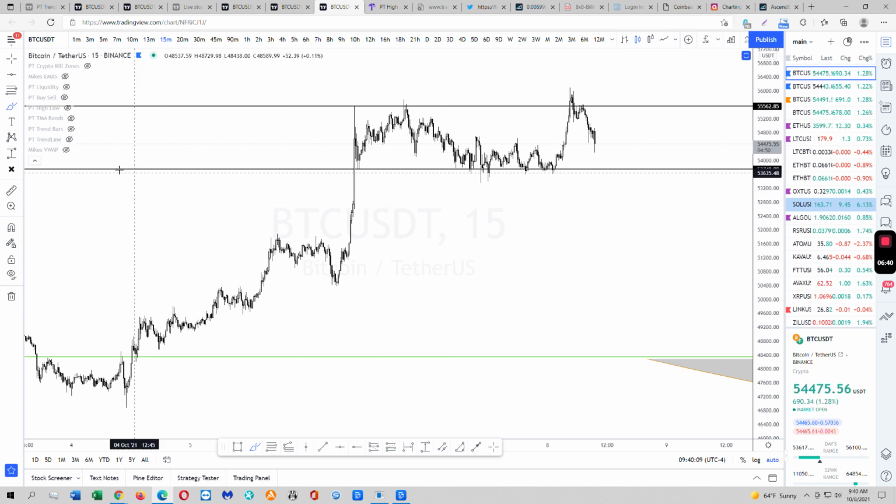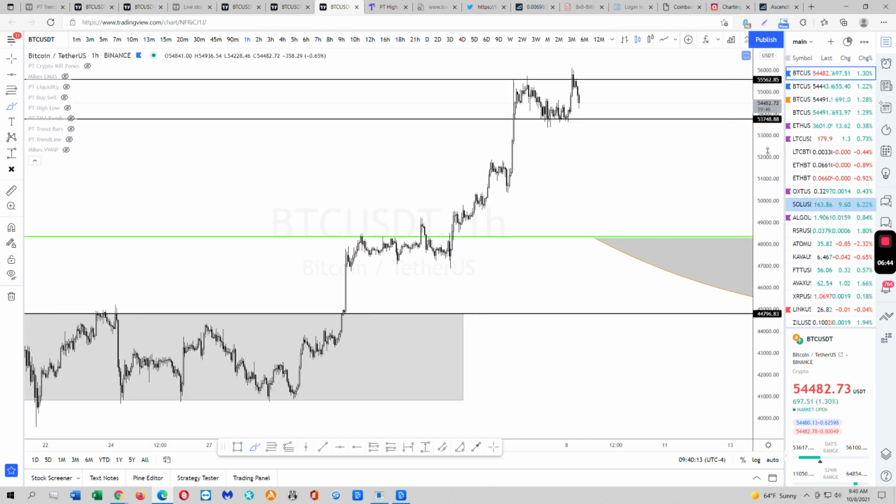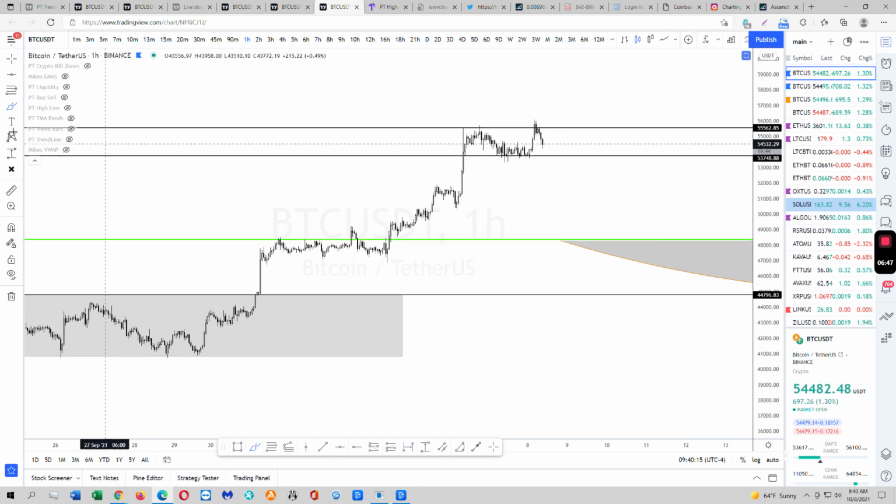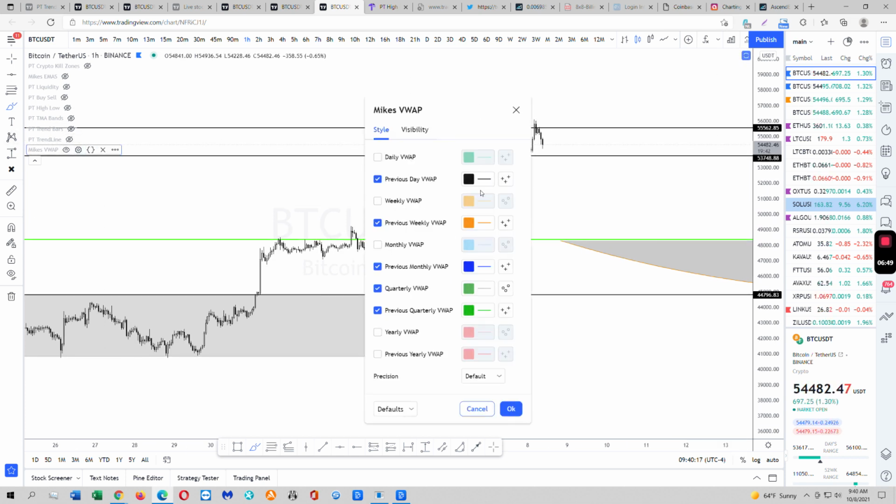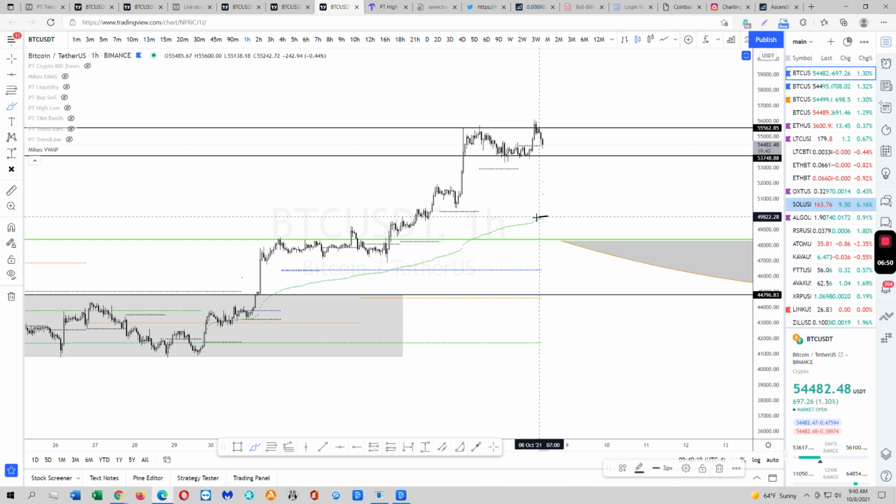So I just wanted to make a video because I got a few DMs this morning about direction, and I really don't know where it's going to go. I'm not going to lie to you, I don't. But I'm only playing the high time frame. Have your quarterly VWAP open. It's very important. See the reaction at this VWAP over here at 52.9. It might give us a nice little sweep back up, right? It might do that to sweep these lows.